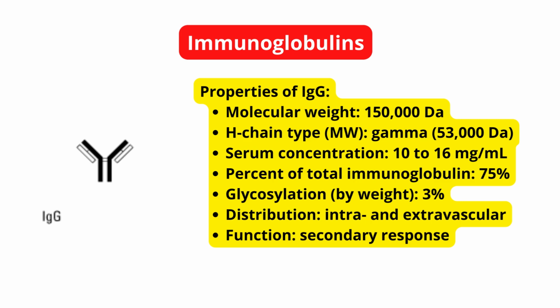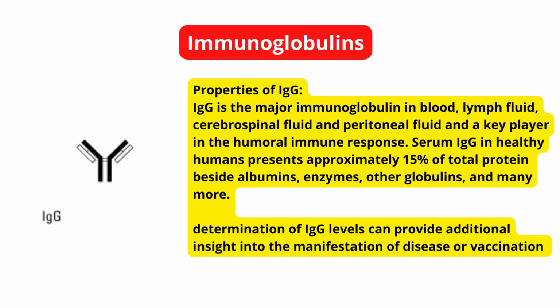Now we will understand each class in detail. First, we will look into IgG. What are the properties of IgG? The molecular weight is 150,000 Dalton and it is H-chain type gamma with molecular weight 53,000 Dalton. The normal serum concentration is 10 to 16 milligrams per milliliter. The percent of total immunoglobulin present in plasma is 75% and glycosylation by weight is 3%. IgG is distributed via intra- and extravascular route. The main function is secondary response.